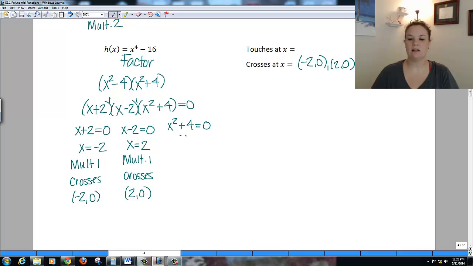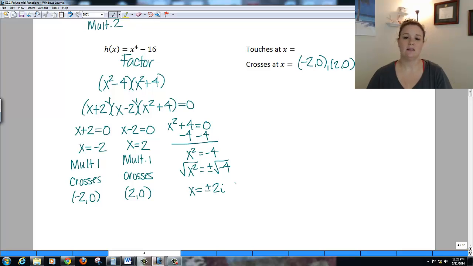And when I solve my last one, I subtract 4, which gives me x squared equals negative 4. I take the square root of both sides, so plus or minus the square root of negative 4, and notice I have a problem. I get x equals plus or minus 2i. Now when we start working these where we find the zeros, we can enter imaginary zeros, but we can't have imaginary x-intercepts, okay, because we're not going to graph anything other than real numbers in this class.